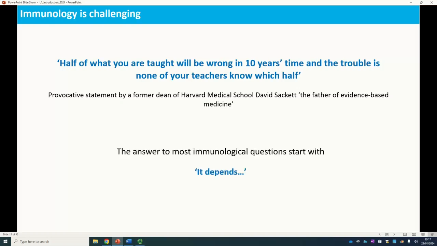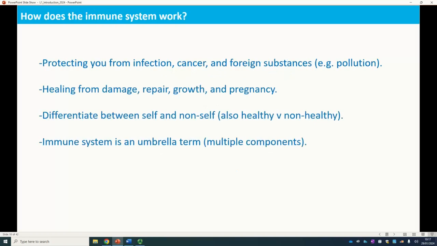And the answer to most immunological questions tends to start with, it depends. That's because it is quite complex, and it depends on what sort of setting you're looking at, and things can have different outcomes depending on the setting. So it can be a challenging subject, but like I said before, it is very fascinating. So how does the immune system work?